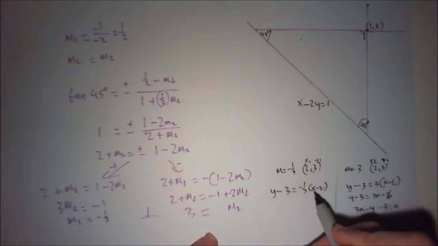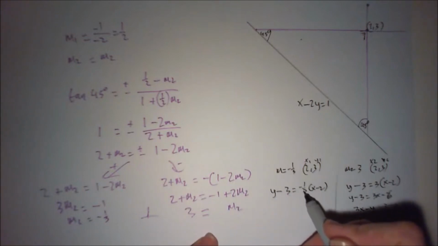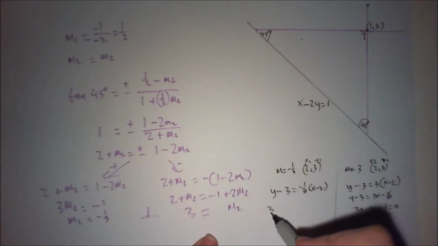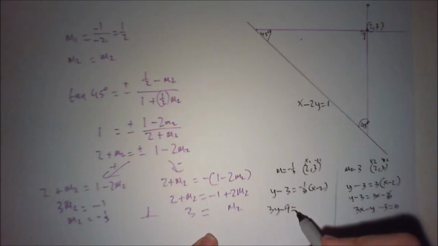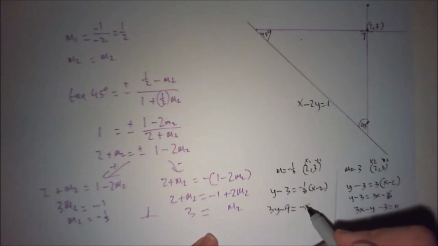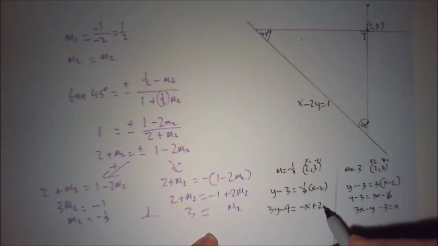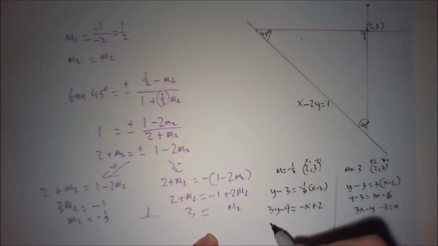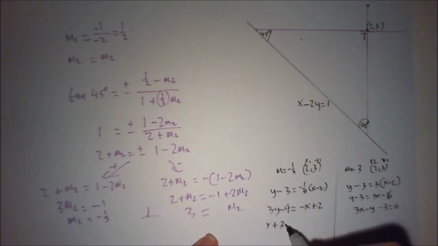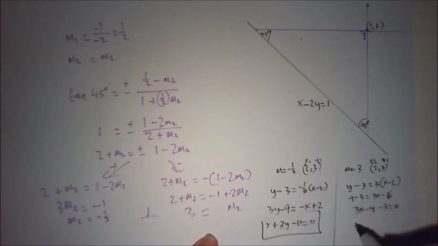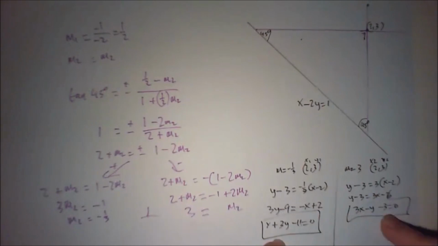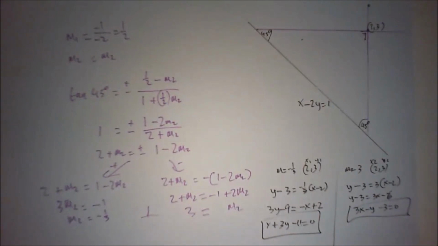And then on this side, distribute the 3 from the bottom across to this side. 3y minus 9 is equal to, distribute the minus 1 in, plus 2. Didn't get it wrong that time. Bring it all to the side. x plus 3y minus 11 equals 0. And there you have the two possible equations. Right, so there you go. Have fun with them.